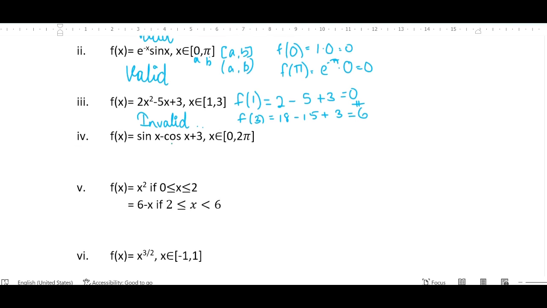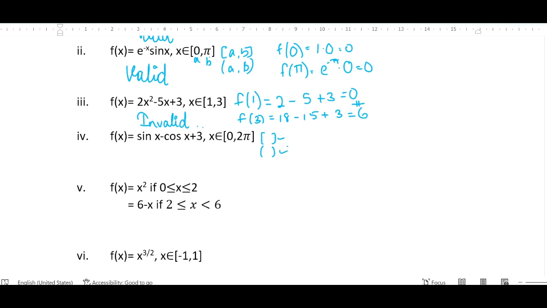F of x equals sin x minus cos x plus 3. So let's see. Sin x minus cos x, it is always continuous. Even if you add a 3, it is always continuous. So the first one is satisfied. For the second condition, is it differentiable? Yes, it is differentiable. It becomes cos x plus sin x plus 0. So it becomes cos x plus sin x. Hence it is also differentiable.